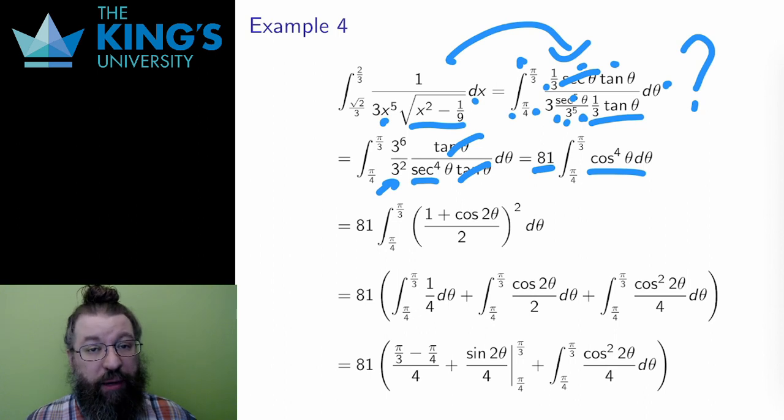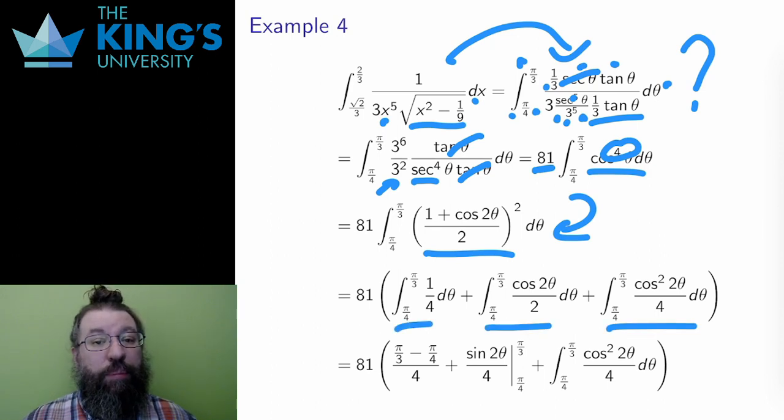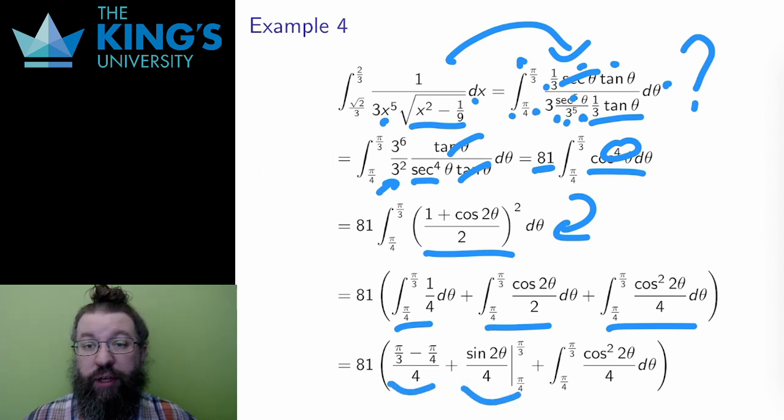This is an even power, so I use the half angles again and write this as cos squared squared, which becomes 1 plus cos 2 theta over 2, all squared. I expand the squared term into 3 pieces, and then split the integral up using linearity, which gives 3 integrals. The first two are doable: the integral of a constant and the integral of cosine. I can go to the antiderivatives and evaluate these on the bounds.